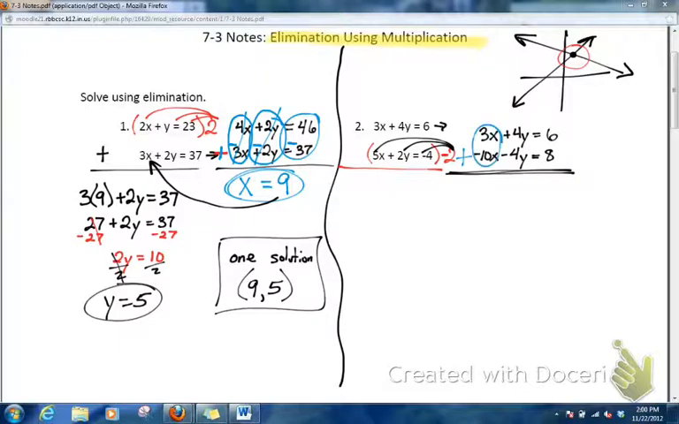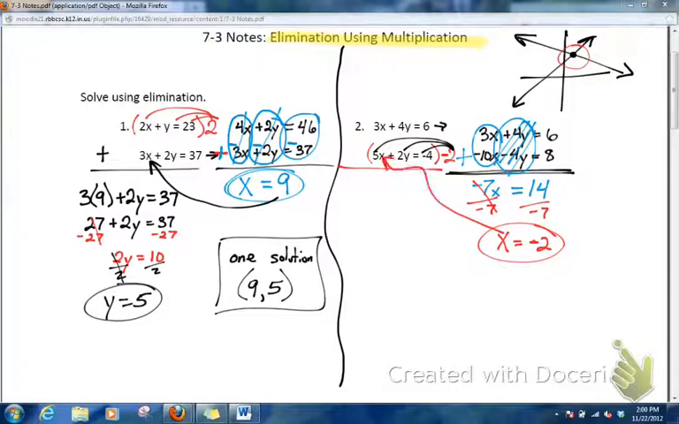3x plus a negative 10x is negative 7x. 4y minus 4y is 0. And 6 plus 8 is 14. Next step is divide by negative 7, and you get x equals negative 2 for your first answer. Plug that negative 2 back into one of the original equations.